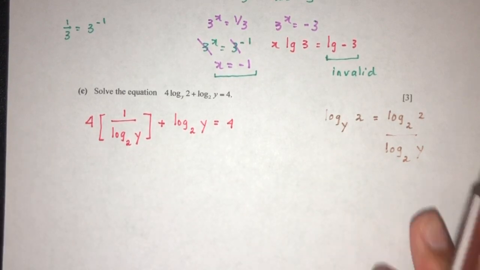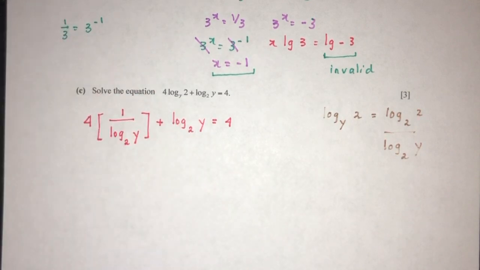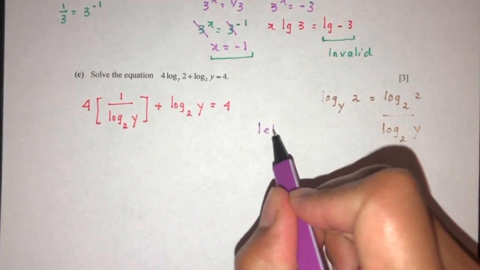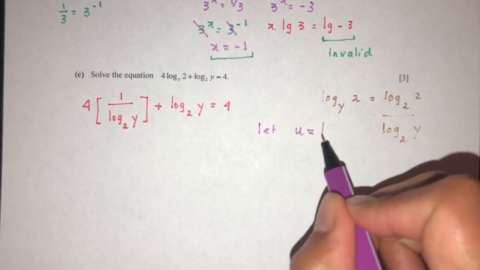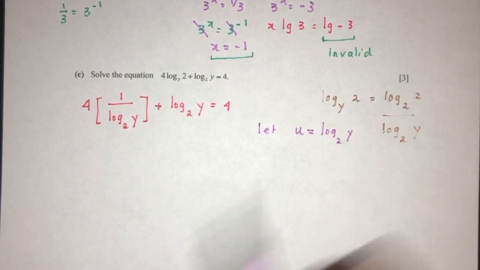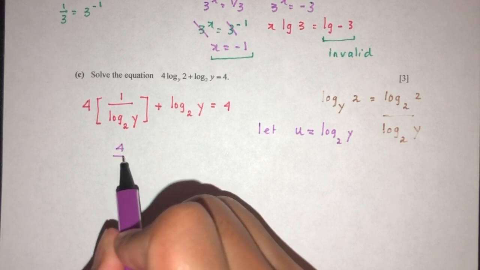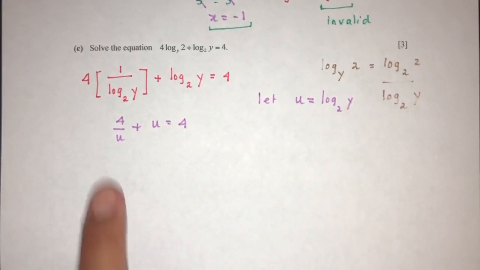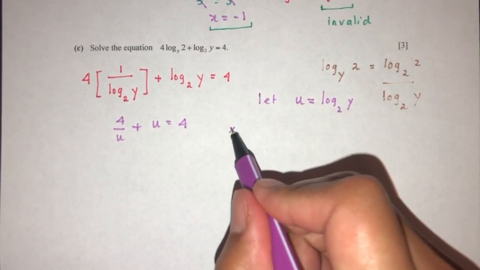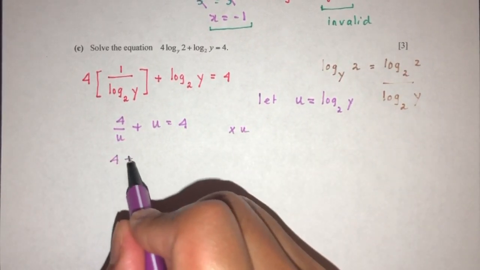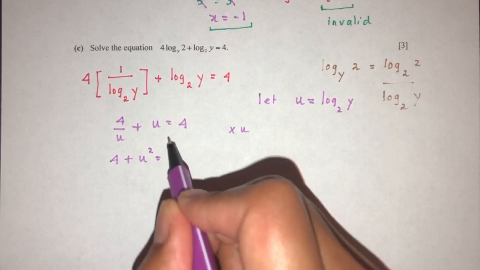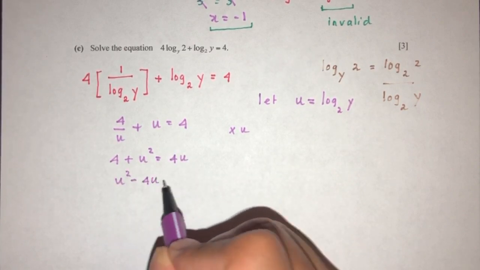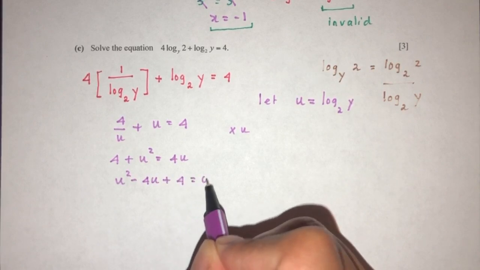Now to help ourselves, we can use a bit of substitution to just help us solve this question. So let u equal log base 2 of y. So that will be 4 over u plus u equal to 4. Now to cancel out this value here, we have to multiply by u everywhere. That will be 4 plus u squared equals 4u. So u squared minus 4u plus 4 has to be 0.